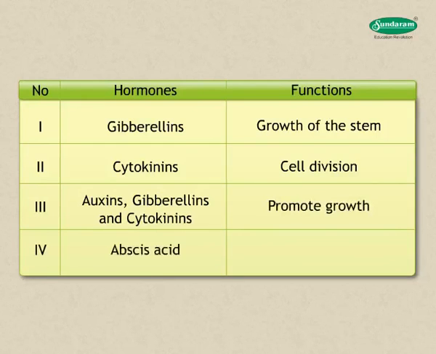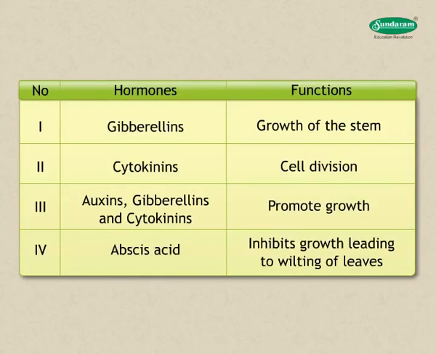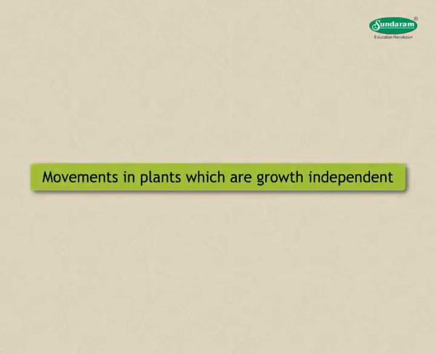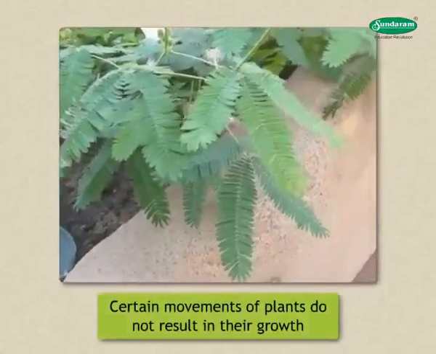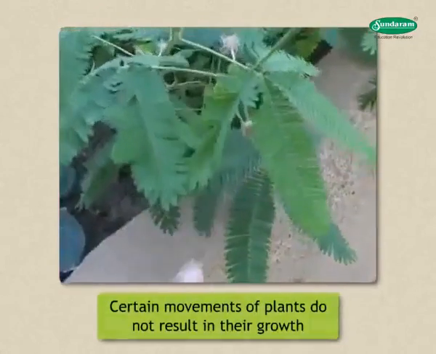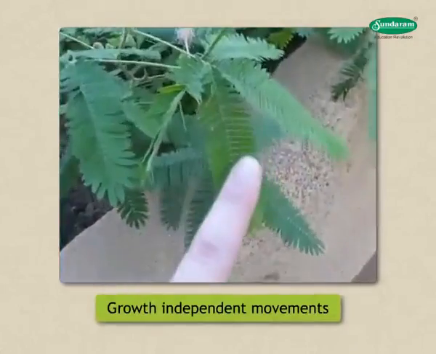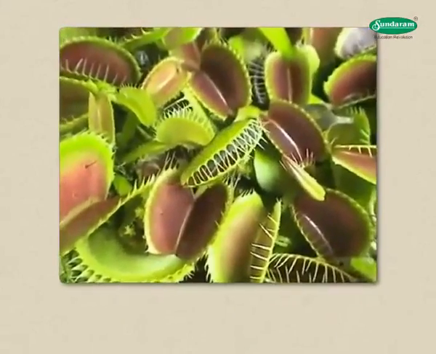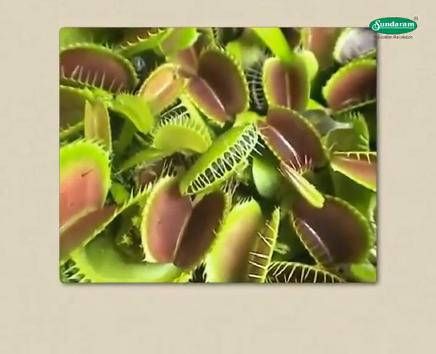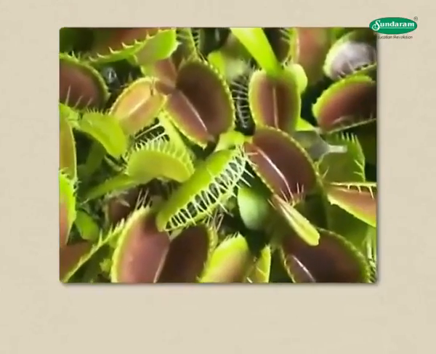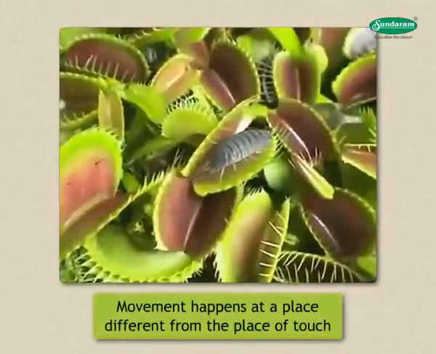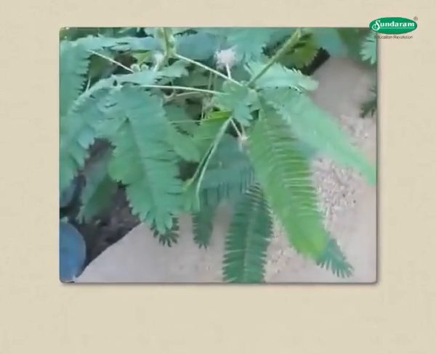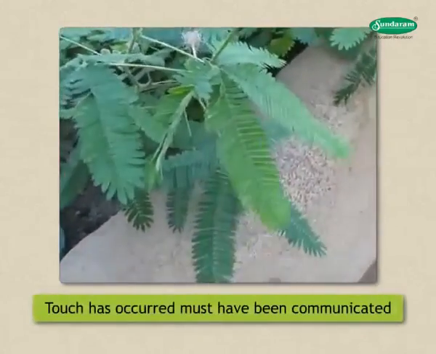Abscisic acid is a plant hormone which inhibits growth, leading to wilting of leaves. Movements in plants which are growth independent. Certain movements of plants do not result in their growth and are termed as movements which are growth independent. Hormones bring about various movements in plants in response to the changes occurring in its surroundings. On close observation, we see that the movement also happens at a place different from the place of touch. So we conclude that the information that a touch has occurred must have been communicated.